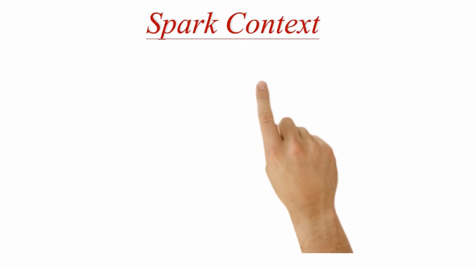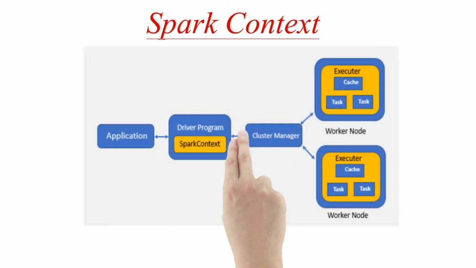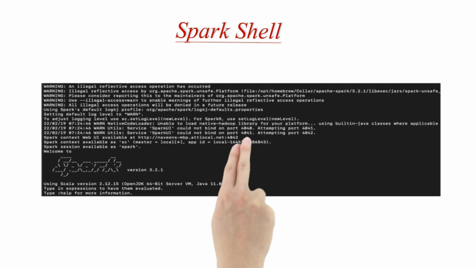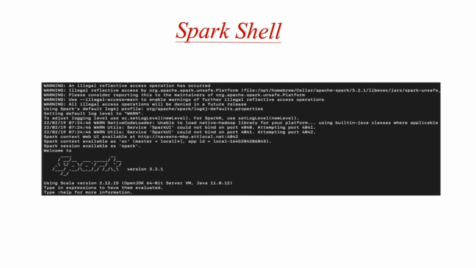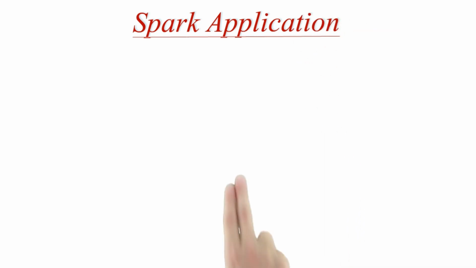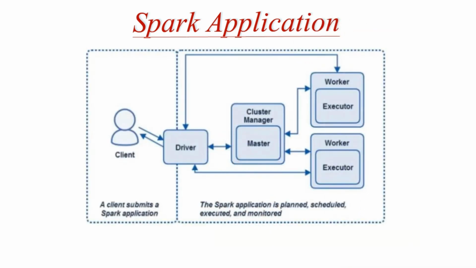Spark context. This is like Spark's command center. It helps manage Spark configurations and coordinates tasks across a Spark cluster. Spark shell. Think of it as an interactive Spark playground. It's a command line interface for running Spark code interactively. Spark application. It's a complete Spark program, often consisting of multiple jobs. Think of it as a Spark project or application you want to run.